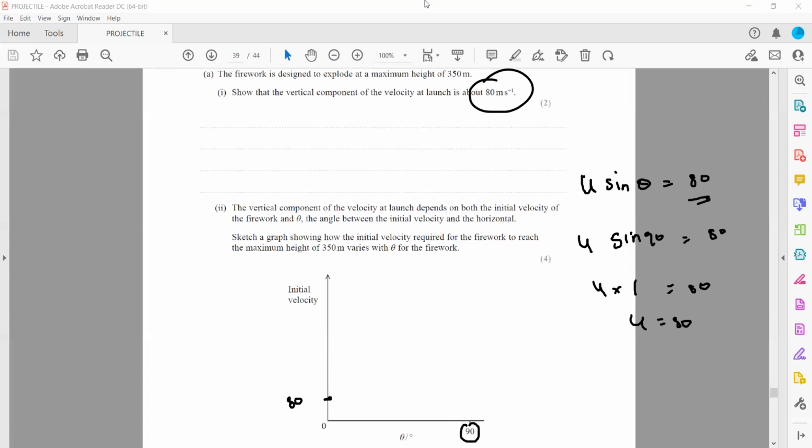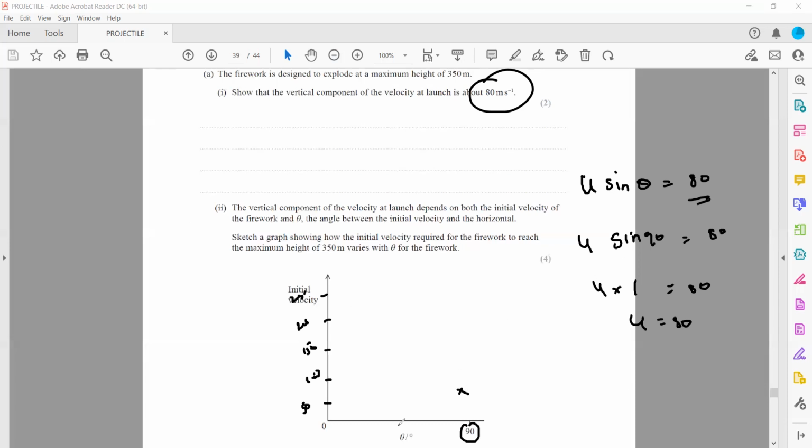You can mark this axis like 50, 100, 150, and 200, sorry, and 250. So when the angle is 90, the value of the initial velocity should be 80. So it will be somewhere here.